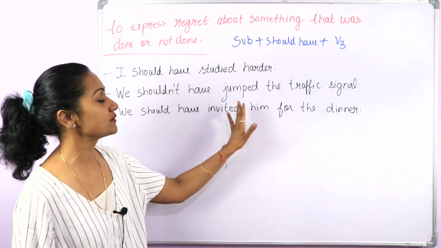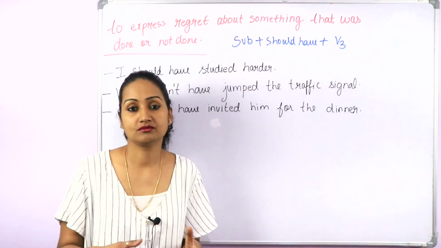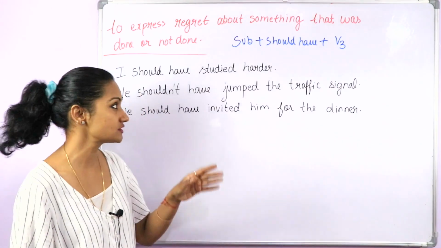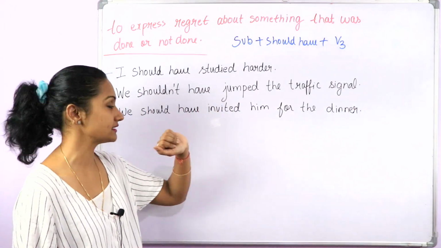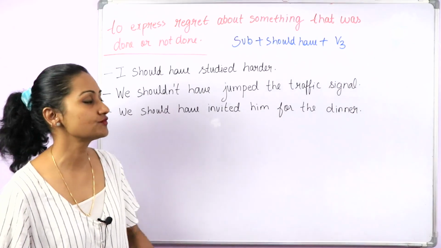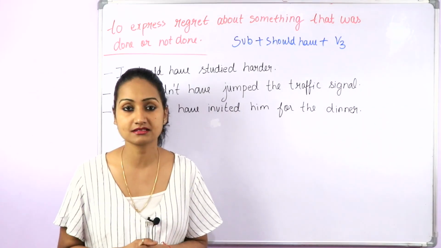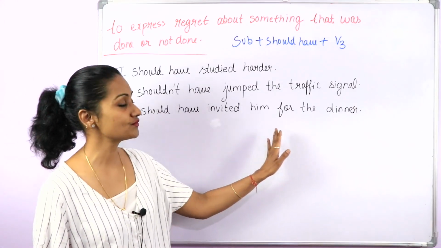We shouldn't have jumped the traffic signal. We had to pay a big fine, so we shouldn't have done that. We shouldn't have jumped the traffic signal. We should have invited him for the dinner. We shouldn't have lied to him. I'm feeling bad. We should have invited him for the dinner.